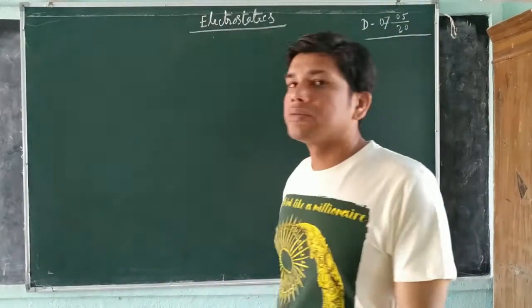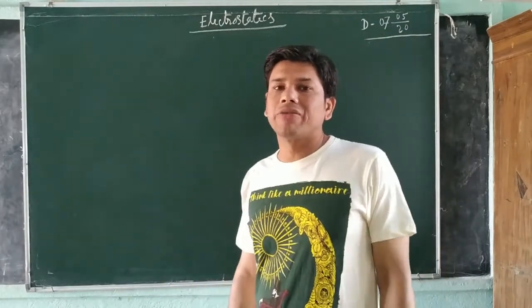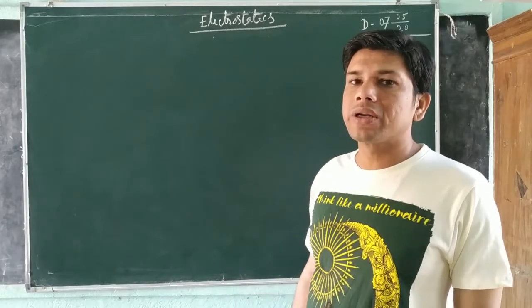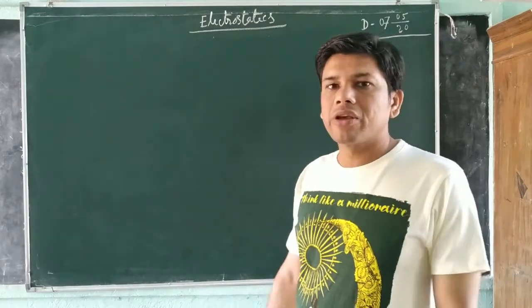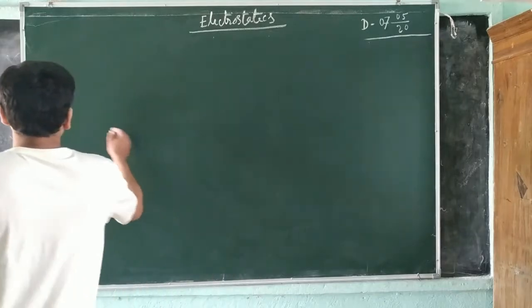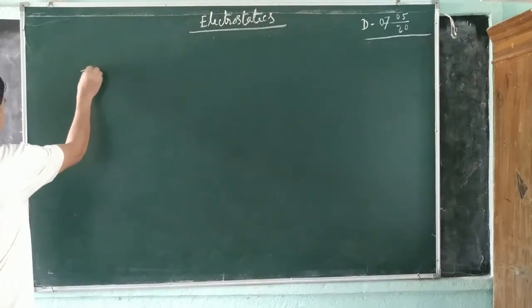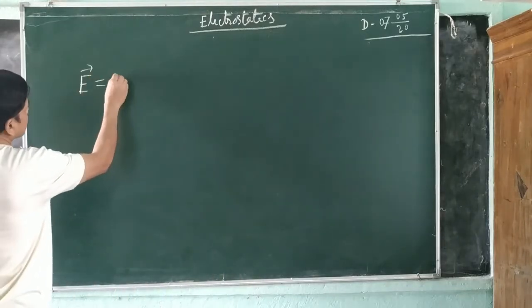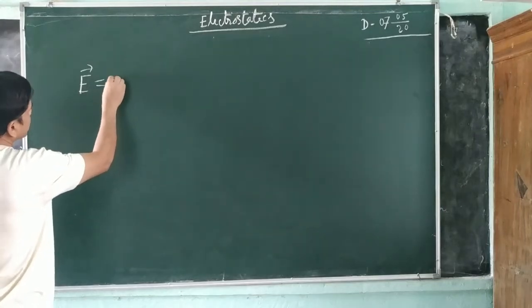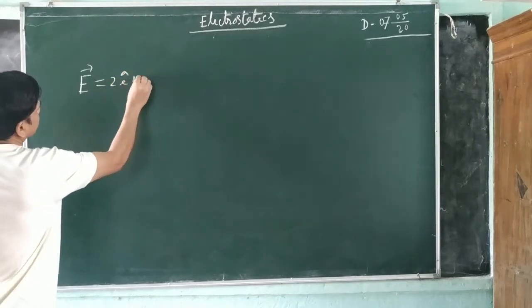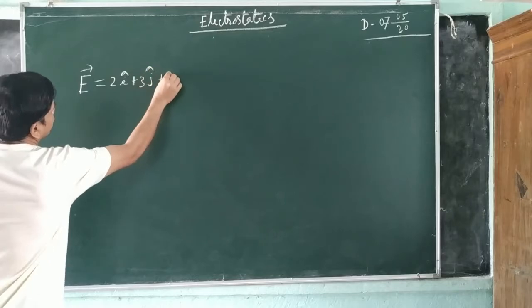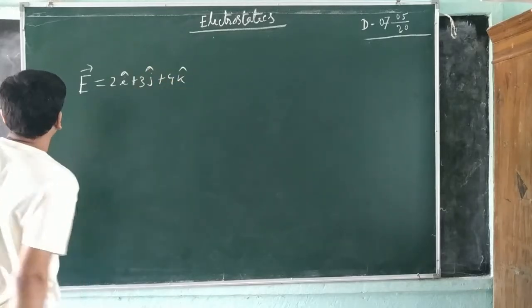I'm just giving one example of how to find electrical flux if the electric field is given and the surface area is given. Now let the electric field vector E be given. Just taking one example, 2i hat plus 3j hat plus 4k hat, like this.